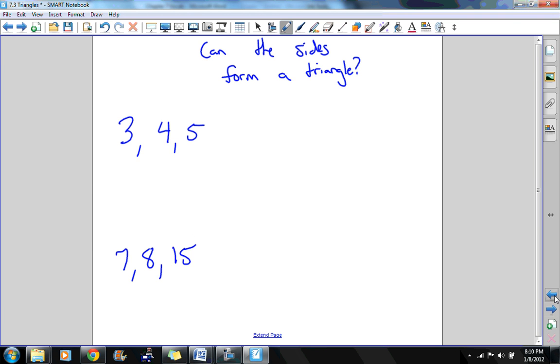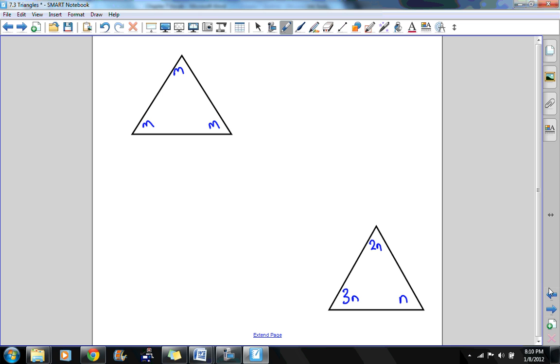Oh, now we're getting to a little bit tougher here. Let's talk about these. Okay? We know that the interior angles of a triangle add up to 180 degrees. That means if we would add all of these measures up, it would be equal to 180. Now here's the problem. We don't know what each of these measures are, but we do know that they're equal to each other. M, M, and M.